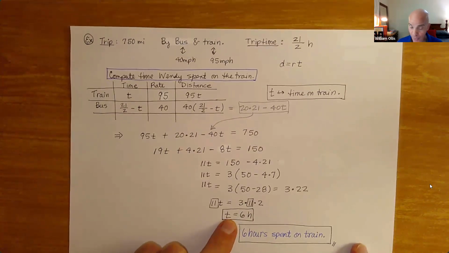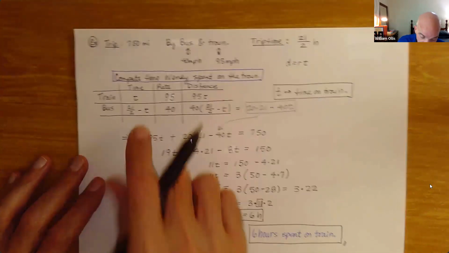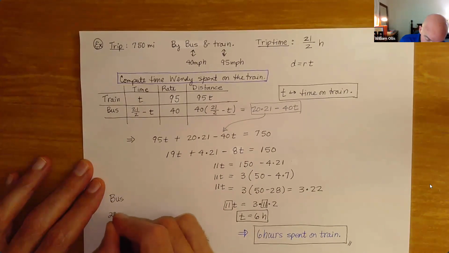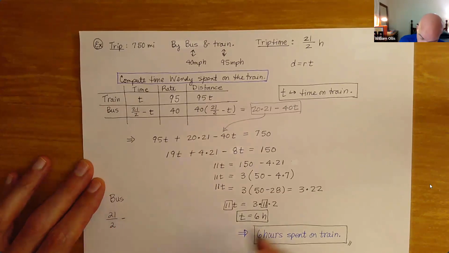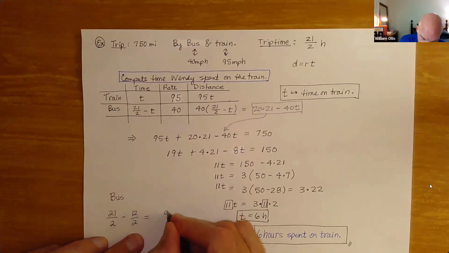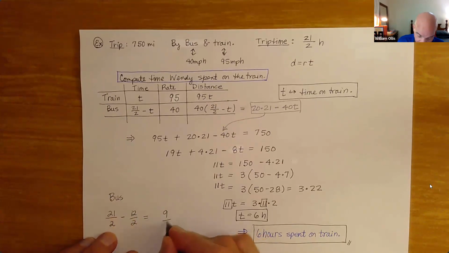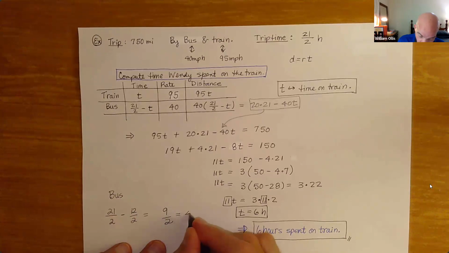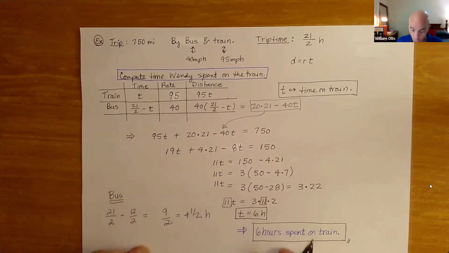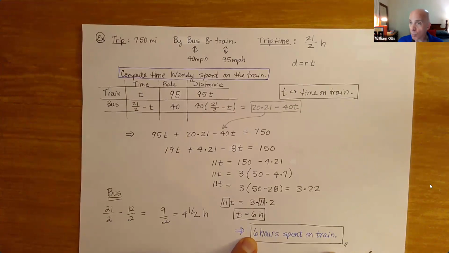So now we're done. It takes 6 hours on the train. And so notice over here, we've got the bus. What about the bus time? This is going to be 21 over 2, and of course, we'll just write that as 11 over 2, minus 2 over 2. That'll give us a 9, so we have 9 halves. So now this is just 4 1/2. So the bus requires 4 1/2 hours, and the train 6 hours, and the total is 10 1/2 hours, as it should be.